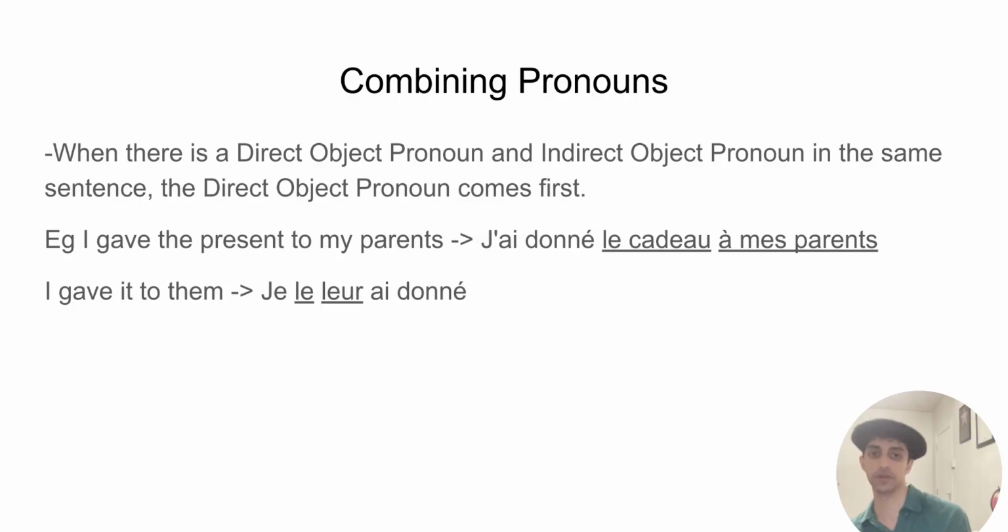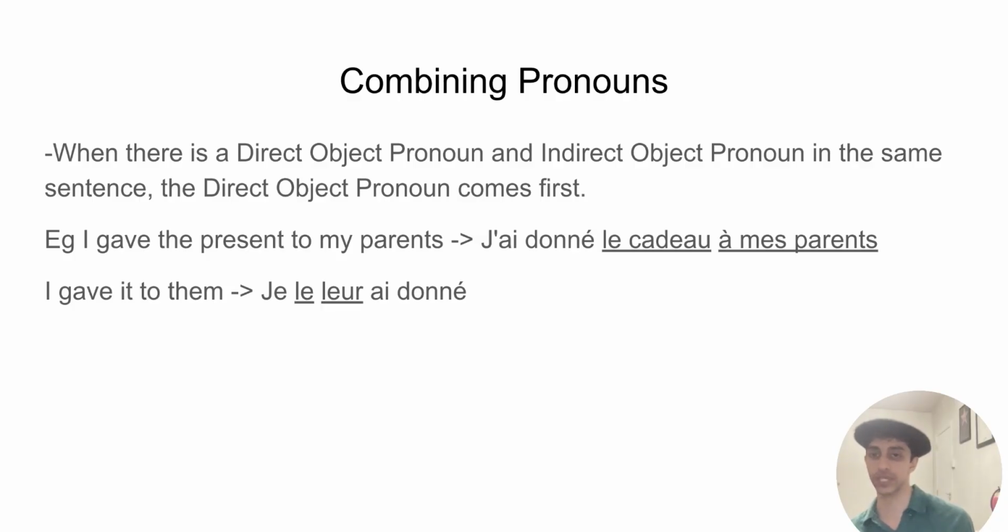So if we were to replace those objects, which are underlined in the sentence above, le cadeau, which is the present, that is a direct object, and it's masculine singular, so that would become le. And à mes parents, that's an indirect object. We can tell that because it comes after a preposition à, and that is plural, to my parents. So it would be replaced by the plural indirect object pronoun, which is leur. So if you put them together with le and leur, using the pronouns instead of the original objects, it would become je le leur ai donné.